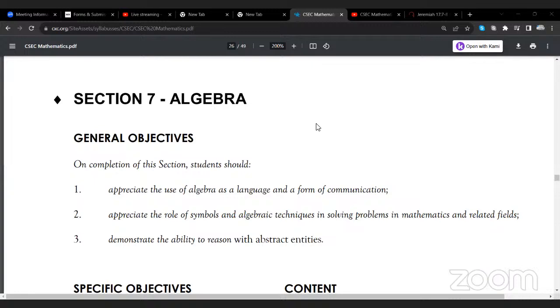There's a lab, so I'm not going to say much about it, but you watch the lab, and then we're going to see how one of the most related fields to mathematics is physics, right? And the ability to demonstrate the ability to reason with abstract entities. So this is really the general objective for the CXC syllabus. This is what they're really testing for, and so they hope to achieve.